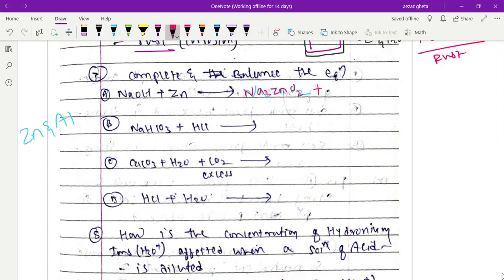Na2ZnO2, metal reacting with base and hydrogen gas liberated. The name of this is sodium zincate. What did I say? Sodium zincate.